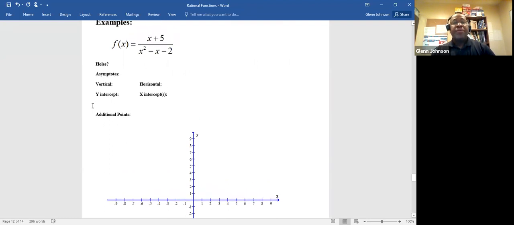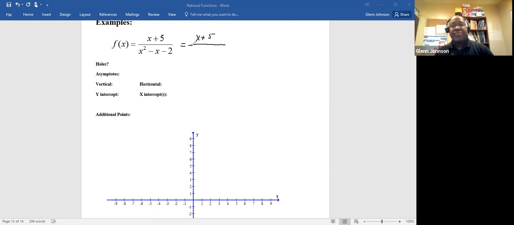All right, so for our first example, we're going to look at the function f of x equals x plus 5 over x squared minus x minus 2. So we begin this function by, first of all, identifying if there are any holes. We can do that by just factoring the numerator and the denominator. Numerator, nothing to factor there. It's just going to be x plus 5.